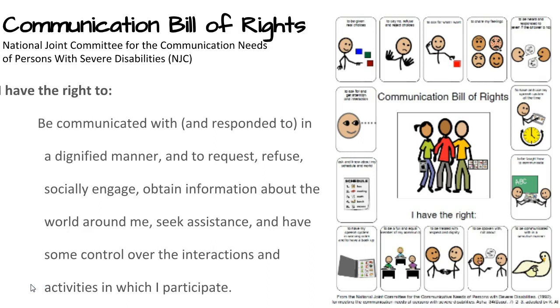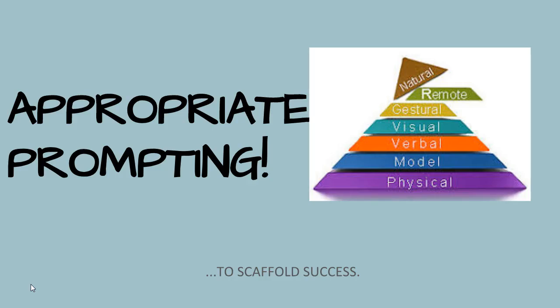Again, the Communication Bill of Rights is a doctrine that identifies the rights that our students with complex communication needs have, and we're specifically focusing on the one that says that students have the right to be taught how to use a communication system, and that's why we're here to learn to be good communication partners. So today we will be focusing on the first section, which is appropriate prompting.